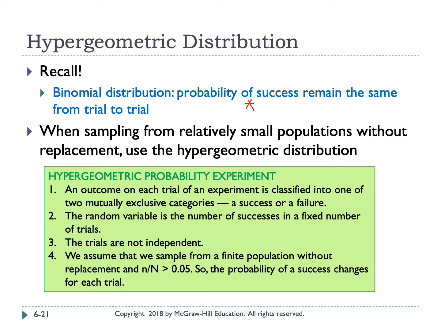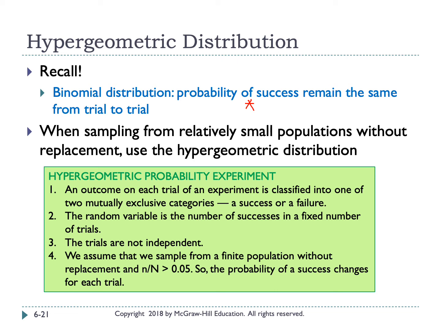The first time you toss a coin, you have a 50% chance of getting a head. The second time you toss the coin, the probability of getting the head is still 50%. Regardless of how many times you toss the coin, the probability of getting head or tail will remain 50%. So if you violate this assumption, you cannot use the binomial formula anymore. So you have to use the hypergeometric.